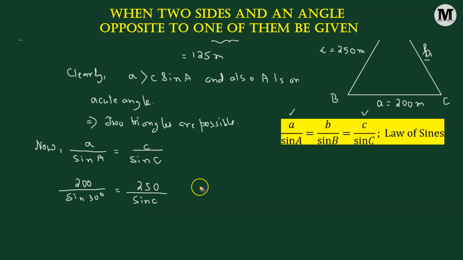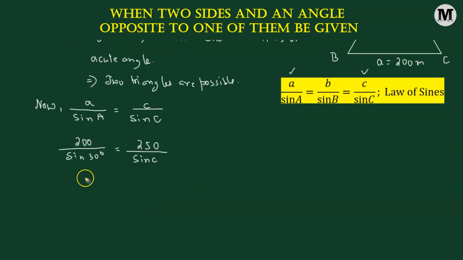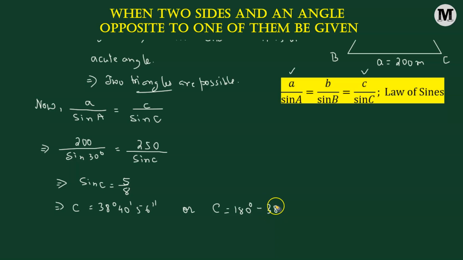So we can easily compute sine C from here. Sine of angle C comes out to be 5 over 8. However, we need the angle C, not sine of angle C. So we take the inverse sine function on both sides. The C value comes out to be 38 degrees, 40 minutes and 56 seconds. However, this is not the only possibility. There is also another possibility for angle C, because we have already mentioned that two triangles are possible. So the other measure of C is going to be 180 degrees minus 38 degrees, 40 minutes and 56 seconds.